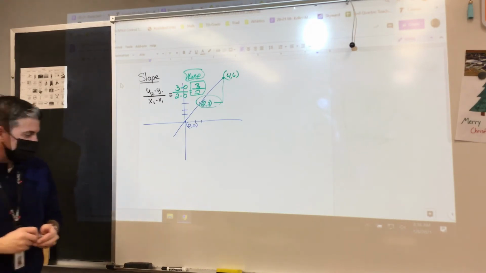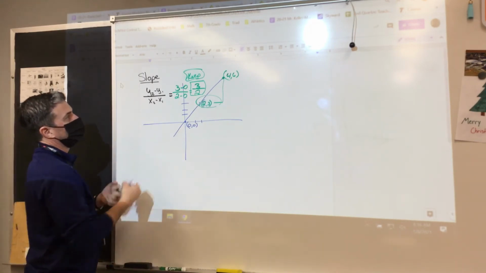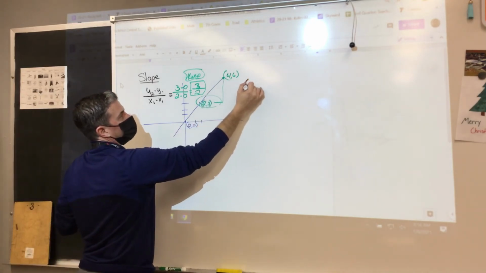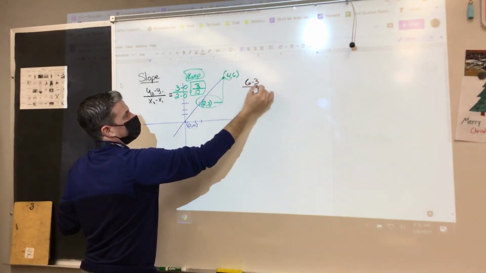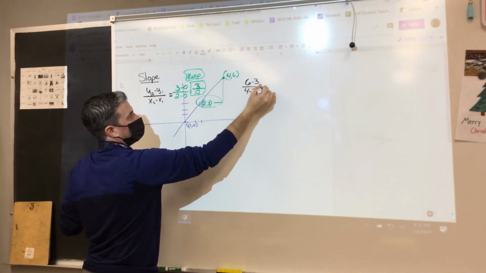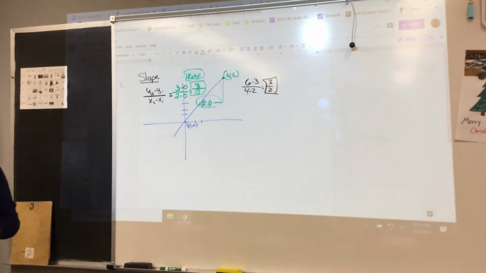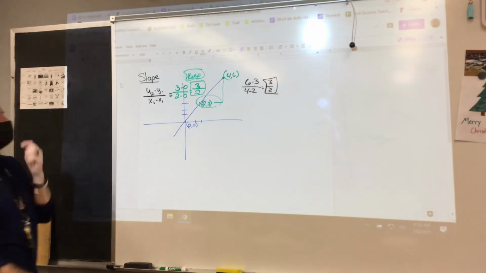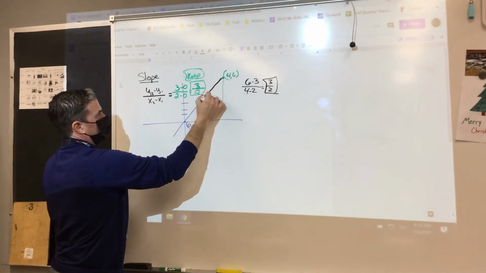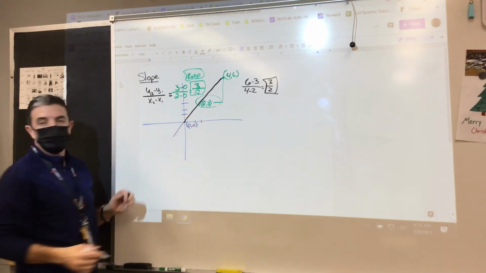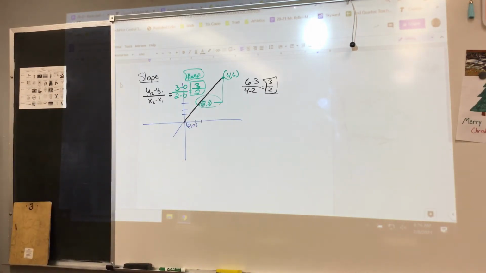Now, could you do that? Well, sure. Let's look at this. Okay, that would be 6 minus 3 over 4 minus 2, which is 3 over 2. The slope stays consistent. Because what is this right here? It's a straight line, right? It's going to have the same slope all the way through.